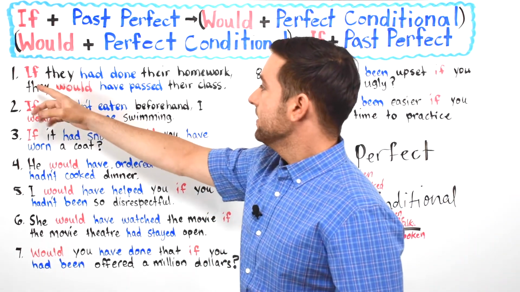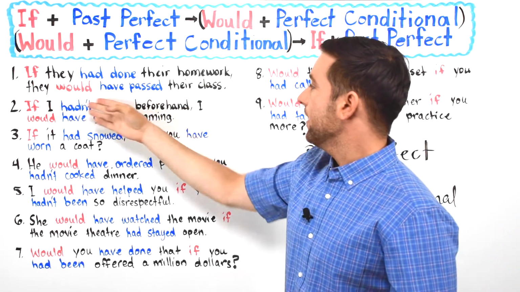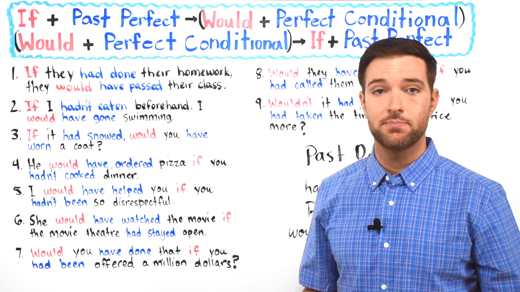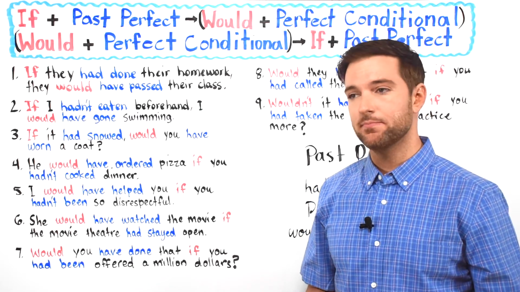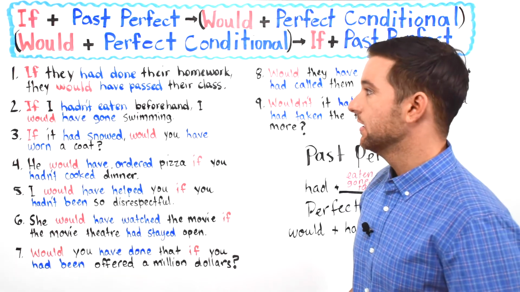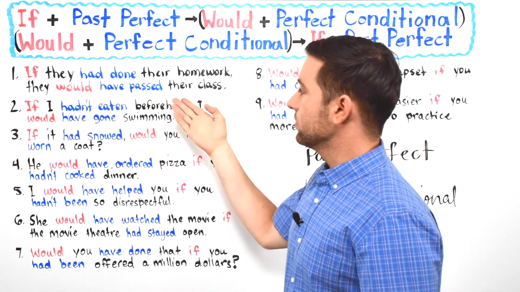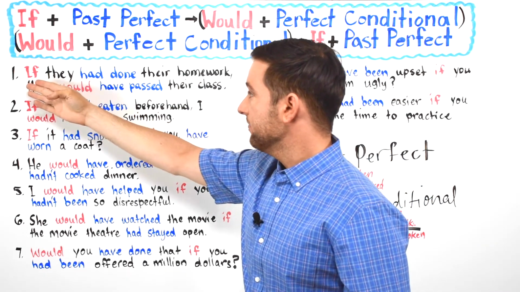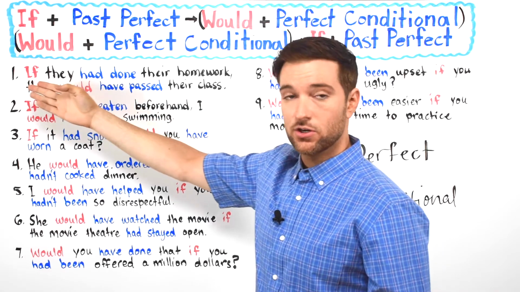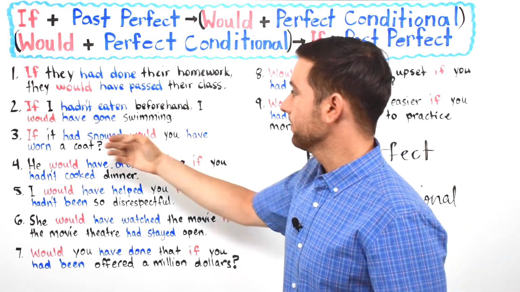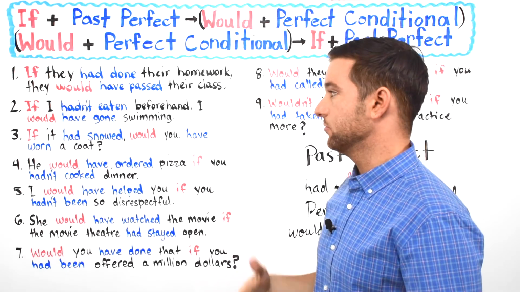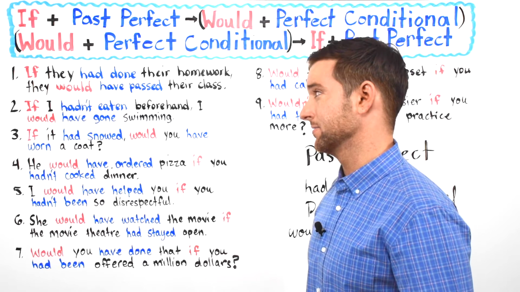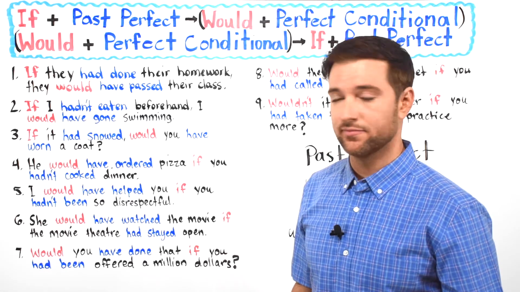Number one, if they had done their homework, they would have passed the class. We're talking about something that happened in the past, okay? It's hypothetical, it didn't really actually happen. You're talking about a situation and you're talking about the result of what would have happened if something else occurred. So if they had done their homework, if it occurred that they did actually do their homework, then they would have passed their class. They would have gotten an A+ or a B or a C, but instead they did not pass their class, it sounds like. They probably got an F, okay?